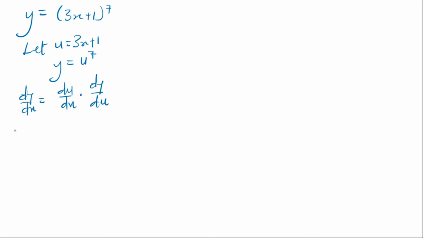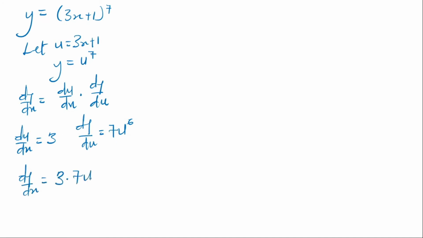That means we need to differentiate this. If we differentiate u with respect to x over here, we get du/dx, and that is equal to, we differentiate 3x plus 1, just 3. Then we differentiate this, so we have dy/du. If we differentiate u power 7, we get 7u power 6. That is, we use the 7 to multiply the u, then we subtract 1 from the power. So from here we know that our dy/dx is just the product of these two values.